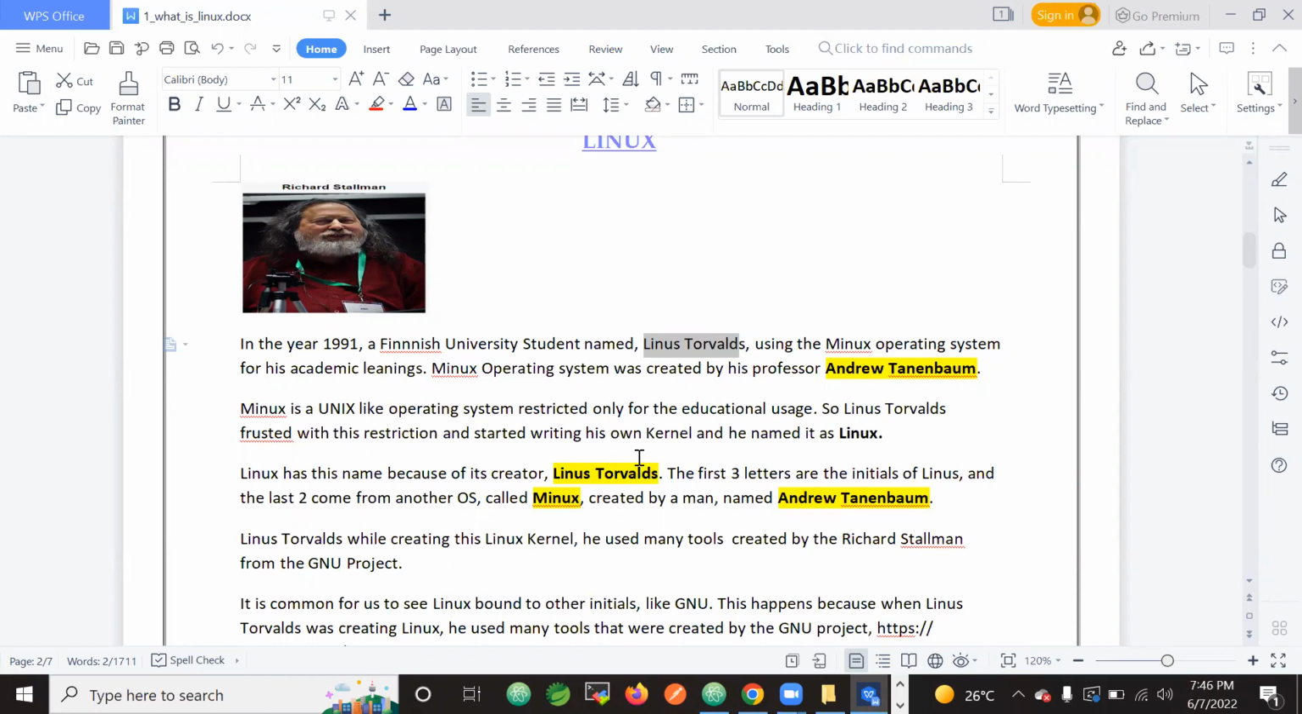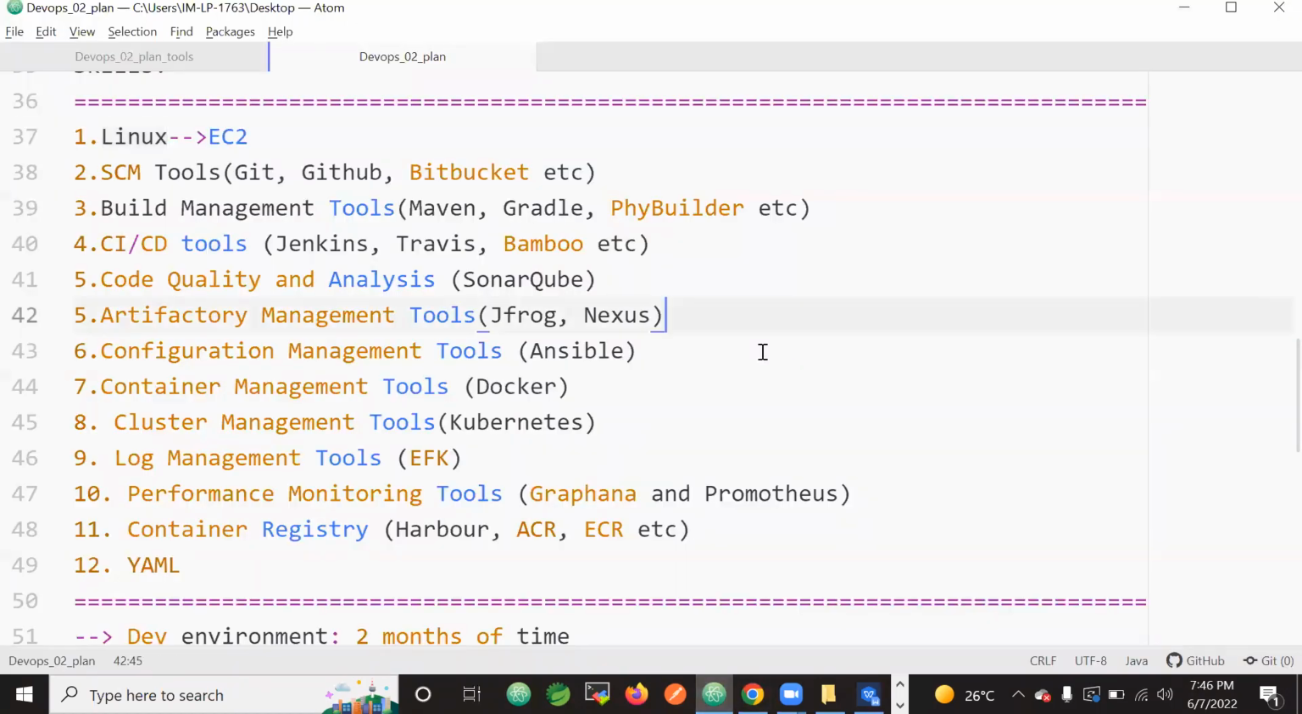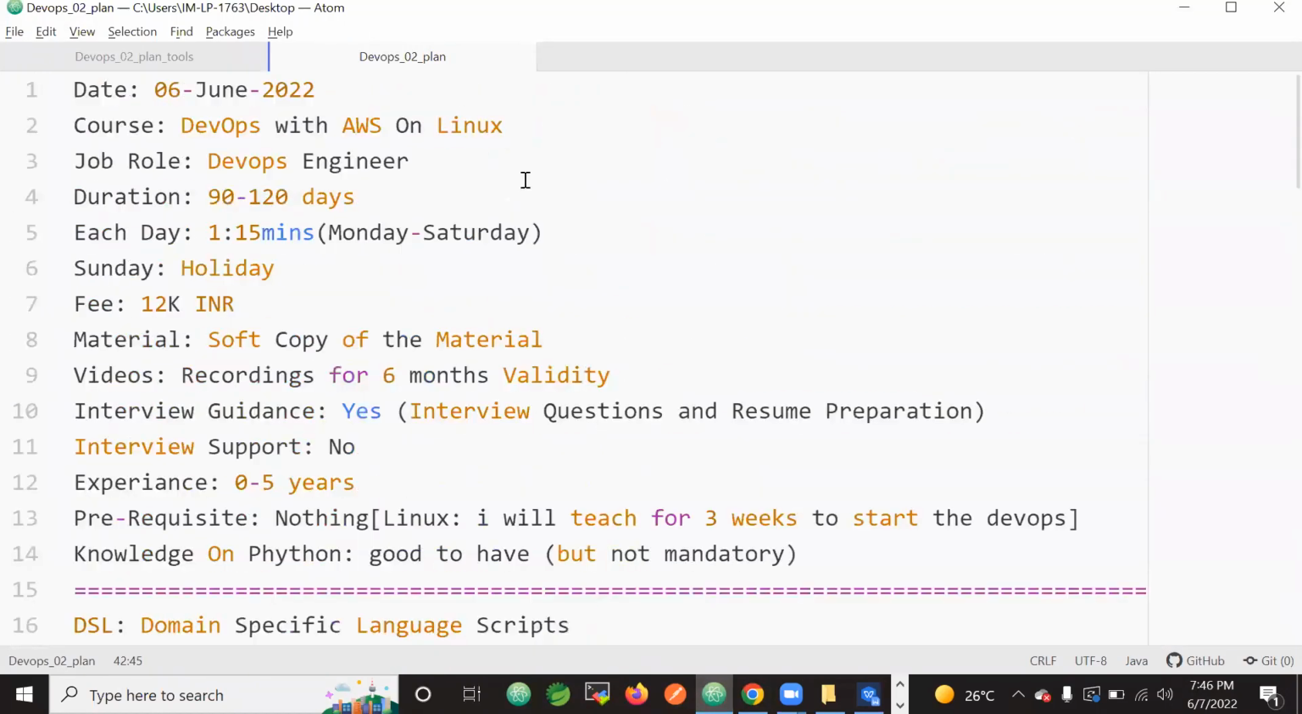Right. So this is demo 2. I repeat one more time: this is demo 2, and for 3 more days the demos will be there. The course is DevOps with AWS on Linux, the fee is 12K INR, and the duration is 90 to 120 days. Each day, the session will be 1 hour 15 minutes.